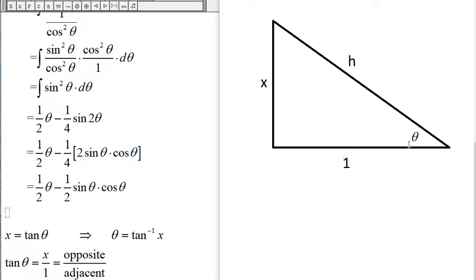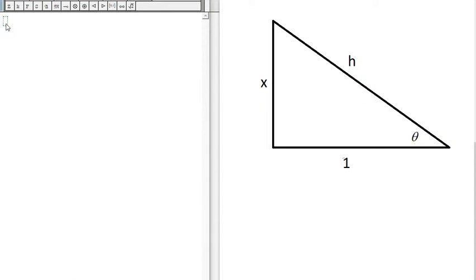So here's the angle theta. The opposite side will be x, the adjacent side will be 1. And so we need the hypotenuse. So we have x squared plus 1 squared is equal to the hypotenuse squared. So this would be x squared plus 1 equal to h squared. And then take the square root of both sides. We get h to be the square root of x squared plus 1. So the hypotenuse would be the square root of x squared plus 1.